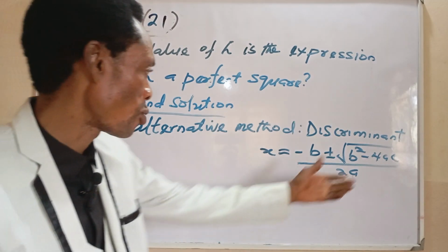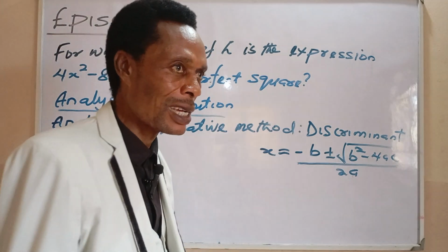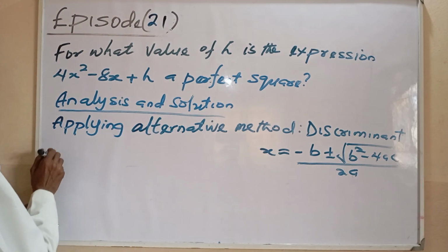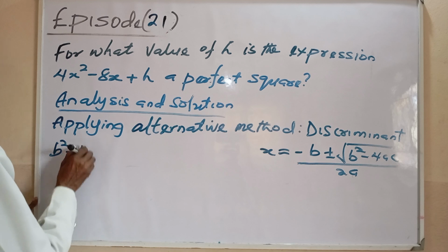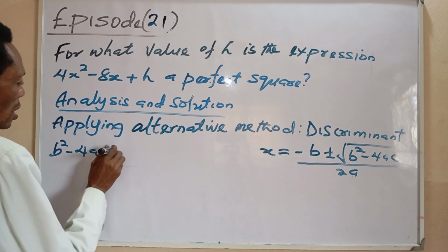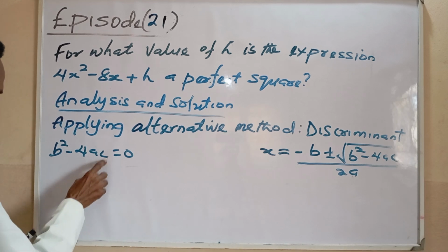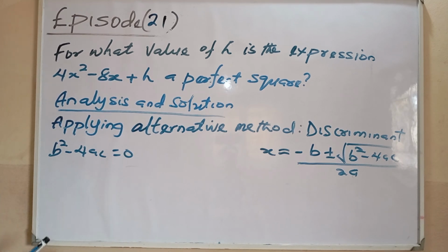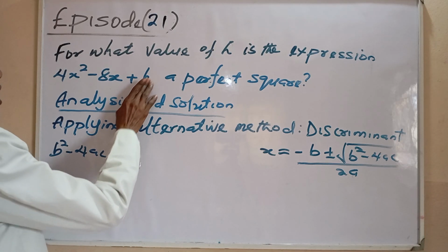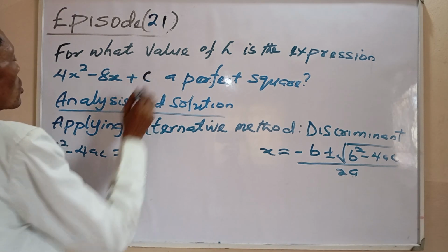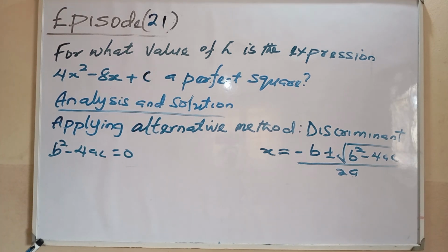That is the discriminant which we have to use, and we have to make it a perfect factor. So here now we have b squared minus 4ac equals 0. In this method, we have to make c the subject of the formula. So at this point, I have to turn here to c, since I'll be looking for c.